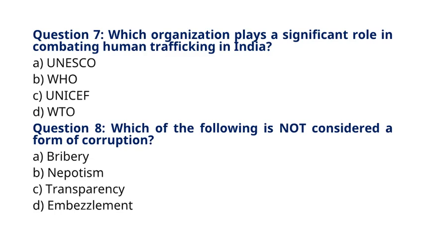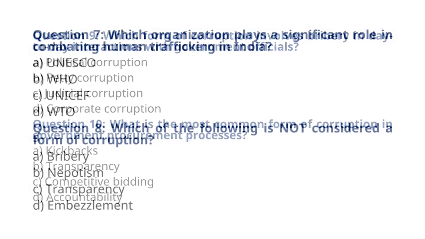Question 8. Which of the following is not considered a form of corruption? A. Bribery. B. Nepotism. C. Transparency. D. Embezzlement. The correct answer to question 8 is option C. Transparency. Explanation. Transparency is the opposite of corruption, as it involves openness, accountability, and the free flow of information in governance and decision-making processes. Question 9.